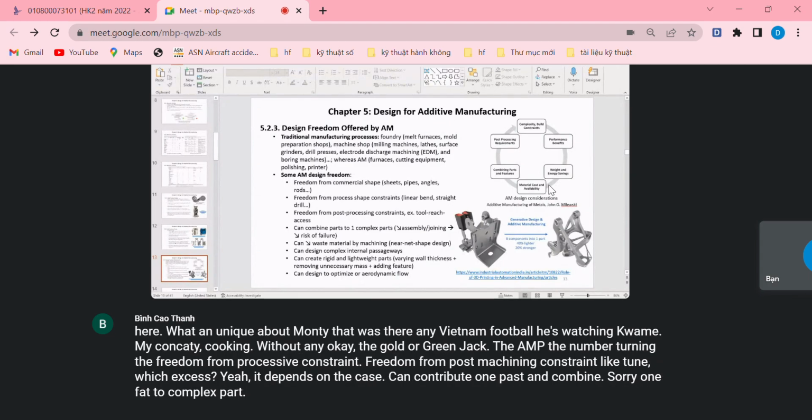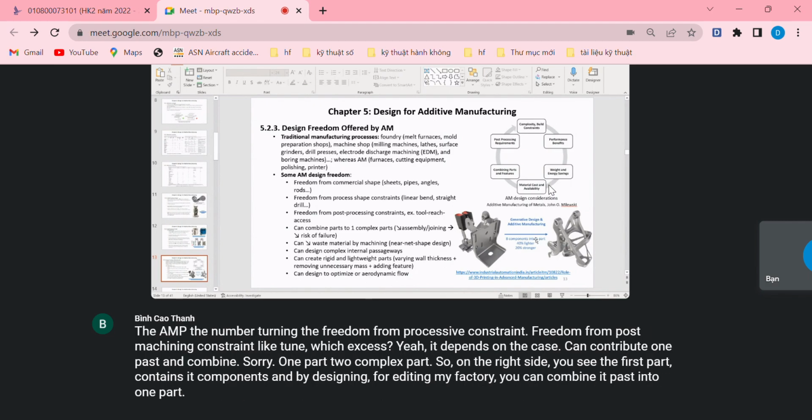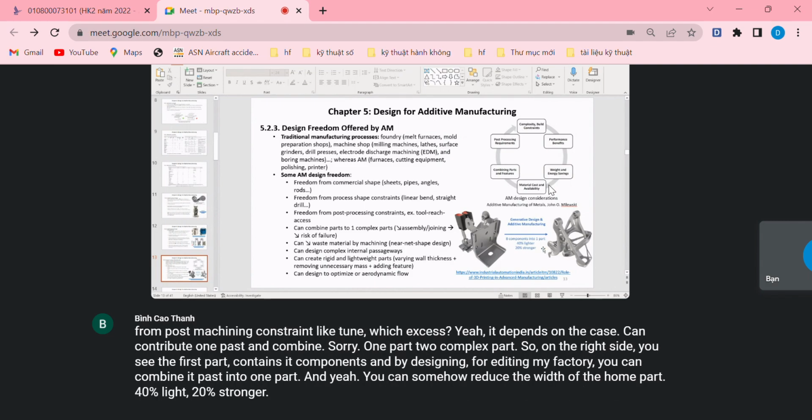So on the right side, you see the first part contains 8 components, and by designing for additive manufacturing, you can combine 8 parts into one part. And yes, you can somehow reduce the weight of the whole part, 40% lighter, 20% stronger, and you also reduce the time for assembling.